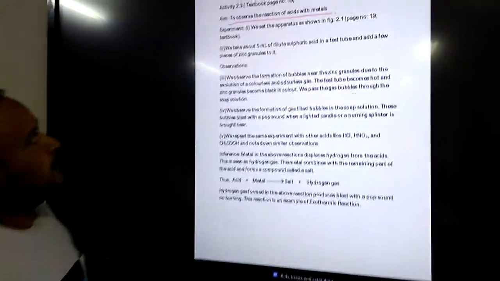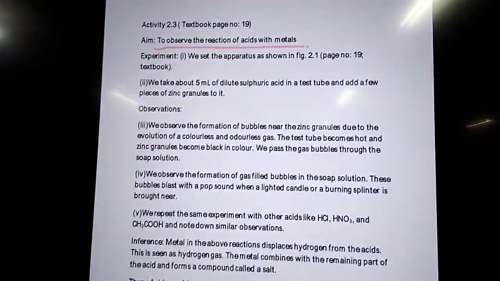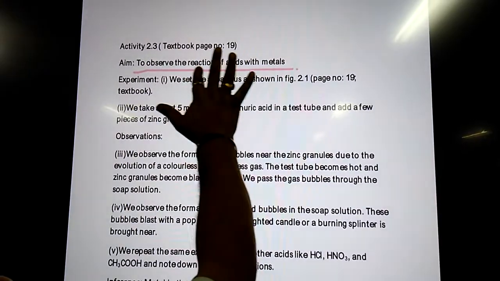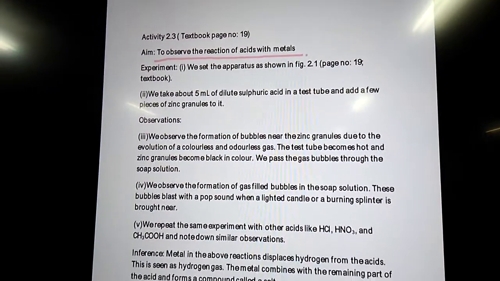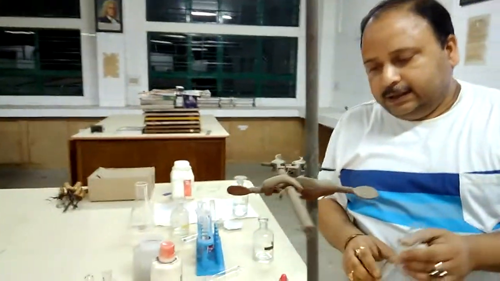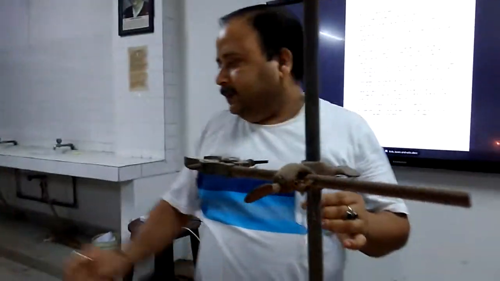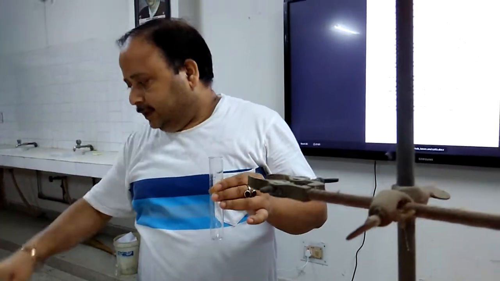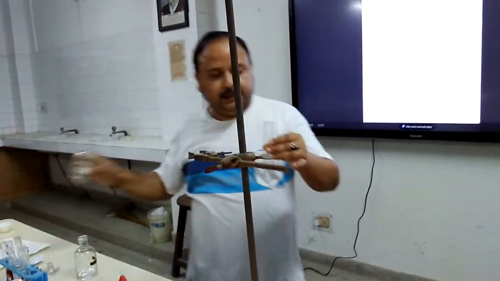Hello children, now we will observe another activity which is given in your book to observe the reaction of acids with metals. Children, you see the setting of the apparatus is very important here. For that what I need to take? I need to take sulfuric acid. I am taking sulfuric acid in this test tube which is big in size.